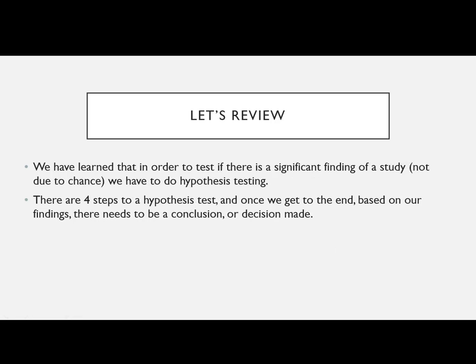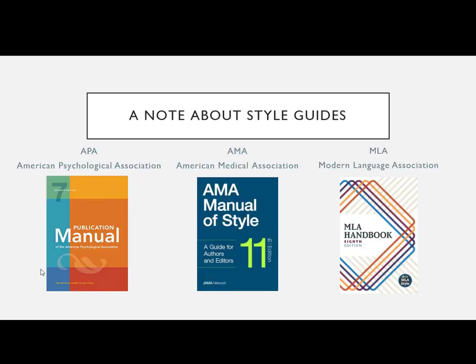So we've learned that in order to test if there is a significant finding of a study, not due to chance, we have to do hypothesis testing. We've learned that there are 4 steps to a hypothesis test, and once we get to the end, based on our findings, there needs to be a conclusion or a decision made.